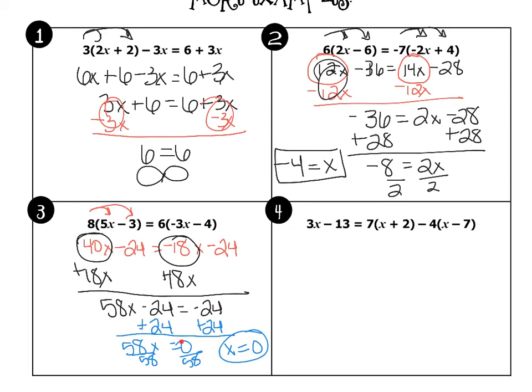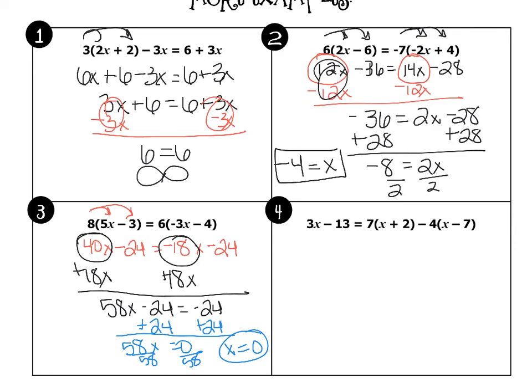58x equals 0. Now, a lot of people saw that and thought, uh-oh, this is no solution. False. You can still divide by 58. 0 divided by any number is 0. This is a solution. It's not an infinitely many solution. It's not a no solution. x equals 0 is a solution. That means the only number that sets this side of the equal sign equal to this side is when x is equal to 0. Then it holds true. Otherwise, all other values for x fail.